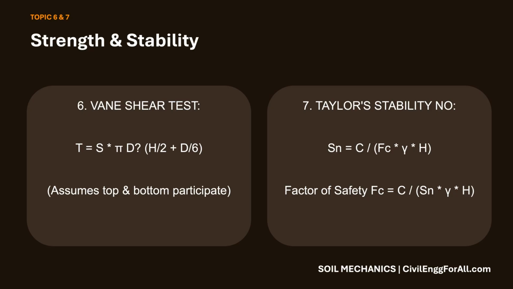Read the question carefully. For slope stability, remember Taylor's stability number, denoted by Sn equals c divided by factor of safety into gamma into H. Often, they will ask you to find the factor of safety. Just rearrange this formula. Factor of safety equals c divided by Sn into gamma into H.